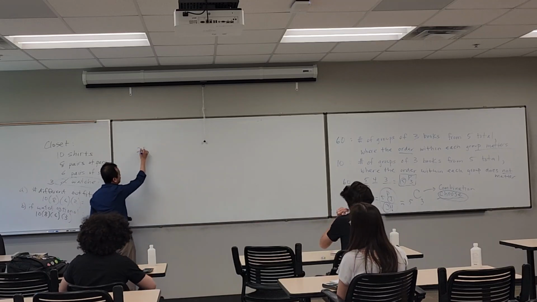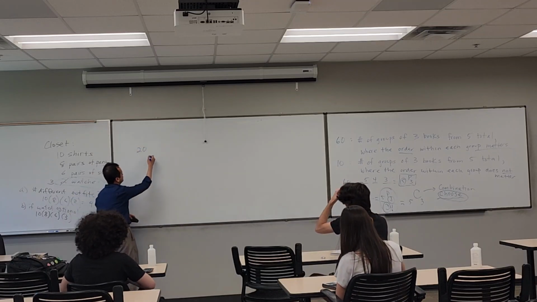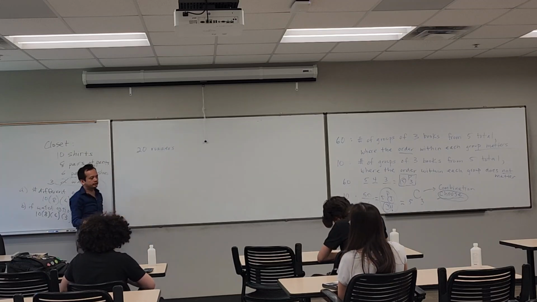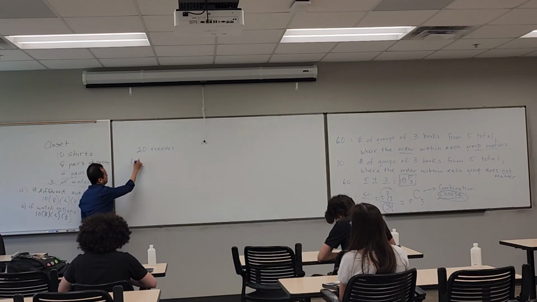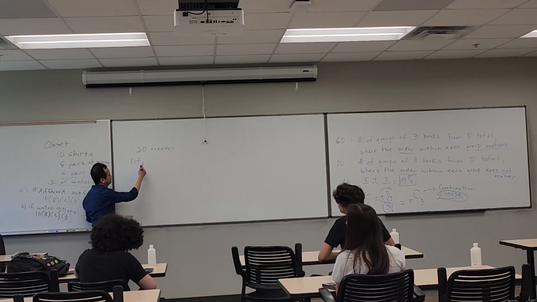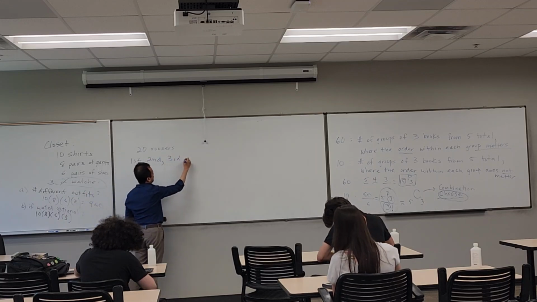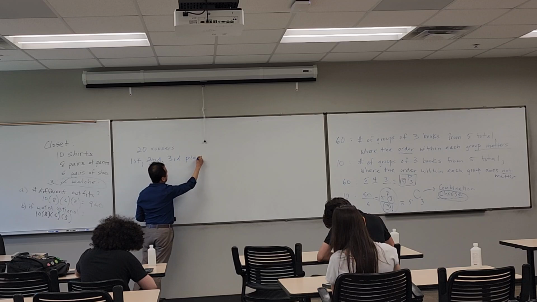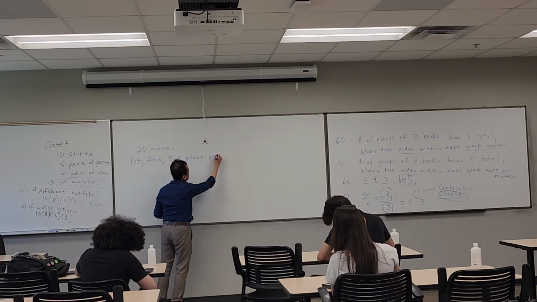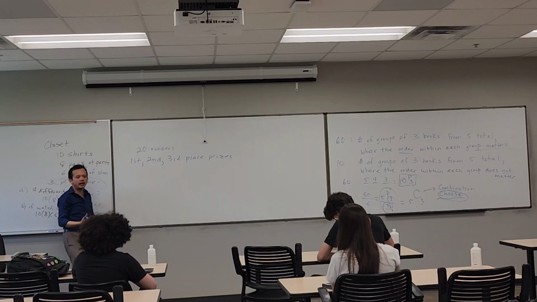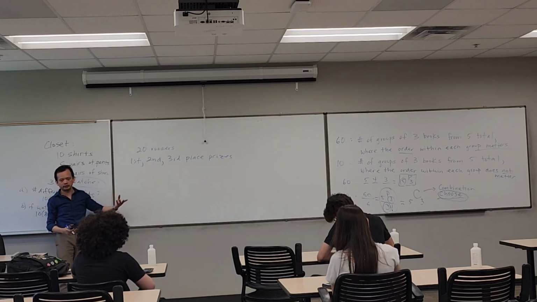Let's say that you have 20 runners in a marathon. And let's say at the end of the race, there's first, second, and third place allotted. So the question is, how many different ways are there to allot these 3 prizes among the 20 runners?